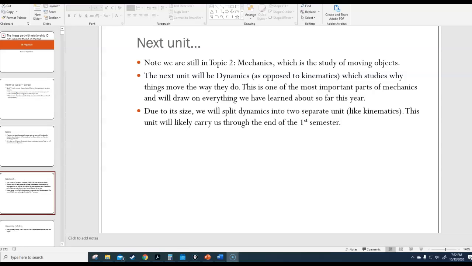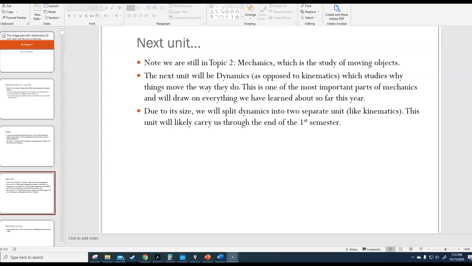Now, we're still under topic 2, which is mechanics, because mechanics is by far the biggest topic in all of IB physics, and we are going to be doing mechanics probably until February or March. We're still studying moving objects, but we're just studying them in a different capacity. Dynamics and Newton's laws are probably one of the most important parts of mechanics, and we're going to continue to draw on everything we've learned so far this year.